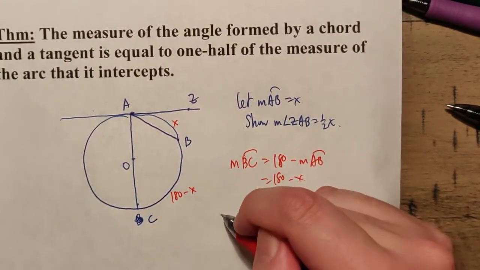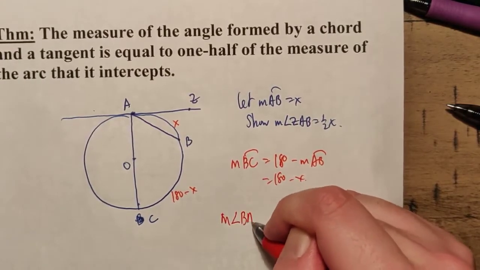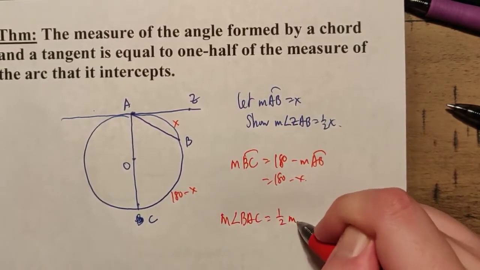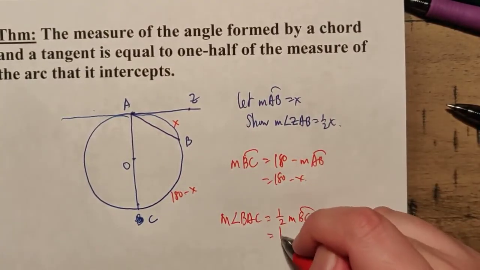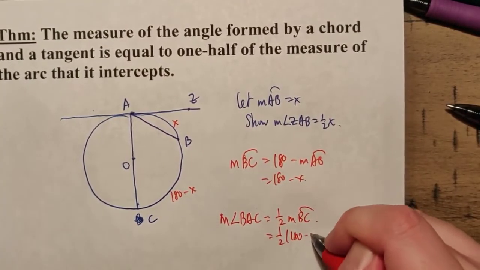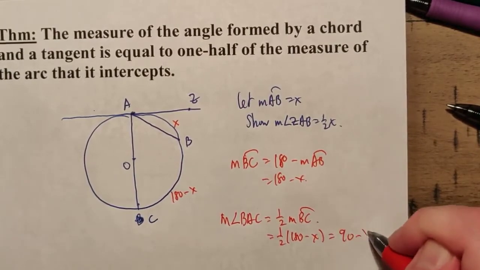And we know that the measure of angle BAC here is 1/2 the measure of arc BC, because this is an inscribed angle. An inscribed angle is going to be 1/2 the arc it intercepts, so it's 1/2 of 180 minus X, which is 90 minus X over 2.